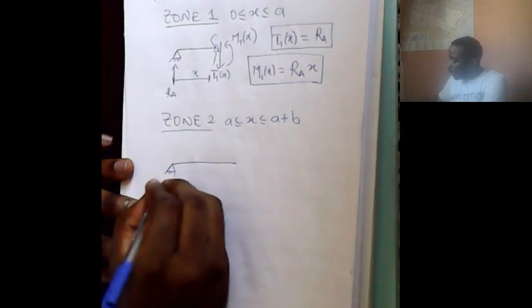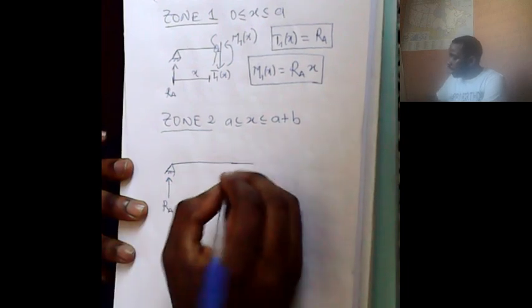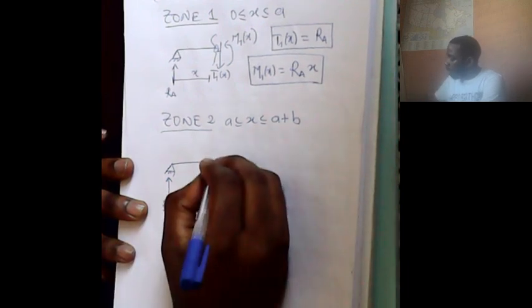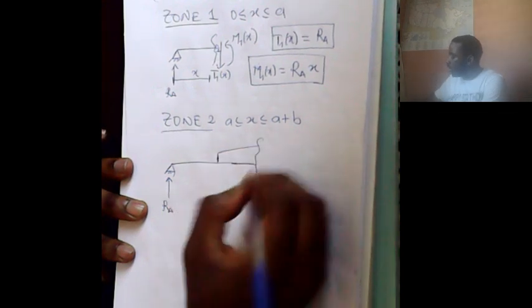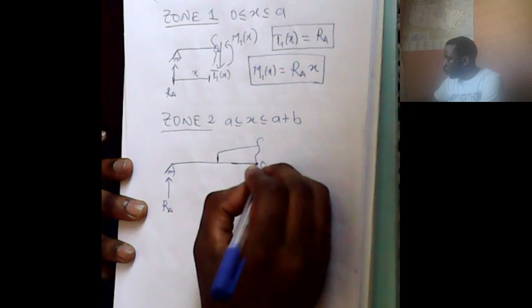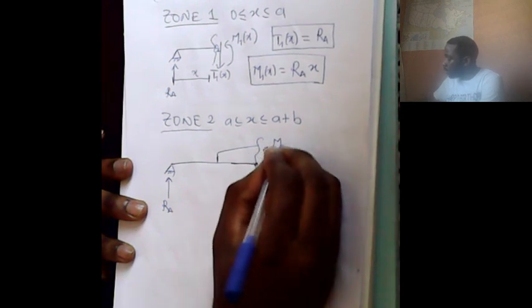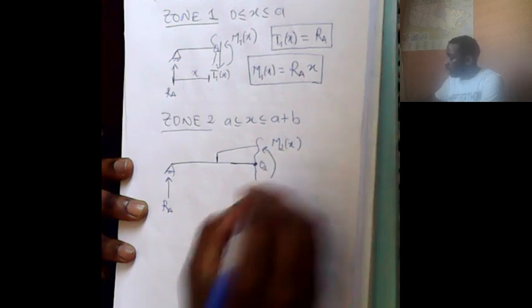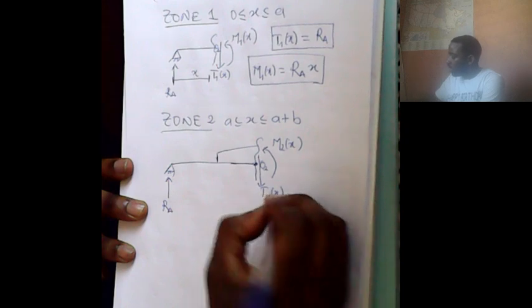So we'll have this. I will have the simply supported beam. I will have my Ra this way. We'll have a trapezoidally distributed load here that will stop at O2. We'll have here M2 of x, right? We'll have our T2 of x this way.